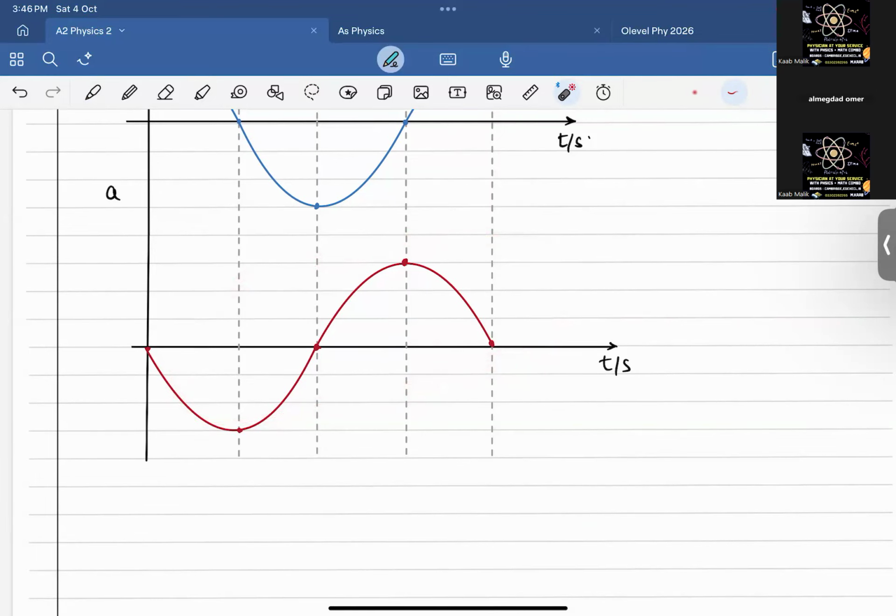Is it the sine function or the cos function? It's a sine. Okay, negative sine, because it's starting from the opposite direction. And the maximum acceleration is right here, and the minimum acceleration is right there, or the negative maximum acceleration in the opposite direction, right?